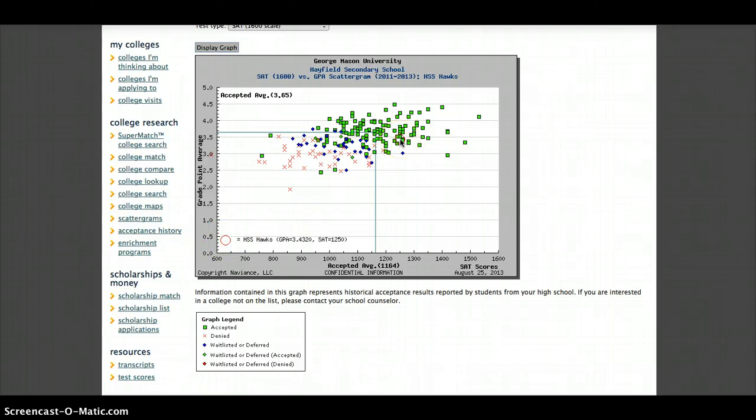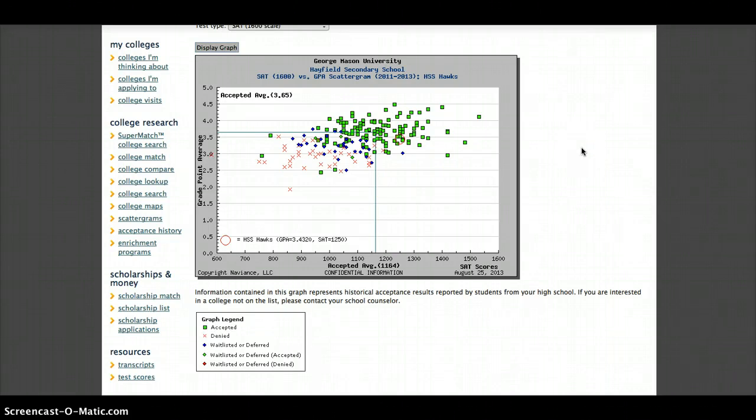So here for Mr. Hayfield Hawk, he is right there in the middle of lots of green squares, which might mean that he has a decent shot at getting admitted to George Mason. Now obviously college admissions is a little more complicated than just SAT or ACT plus GPA. However, this does give you a good starting point to find colleges that might be good admissions matches for you. You notice on this axis, this is the GPA, and on this axis, this is the SAT score. So that's how they're plotting you.